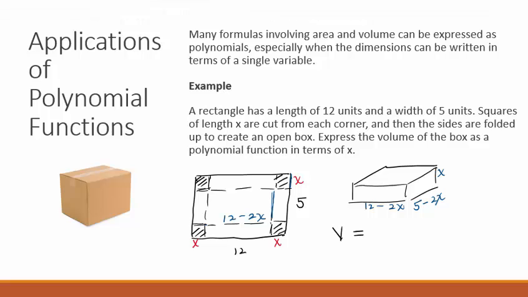Okay, so we're ready to write the formula. Volume of a rectangular prism is length times width times height. And the length is 12 minus 2x. The width is 5 minus 2x. And the height is x.